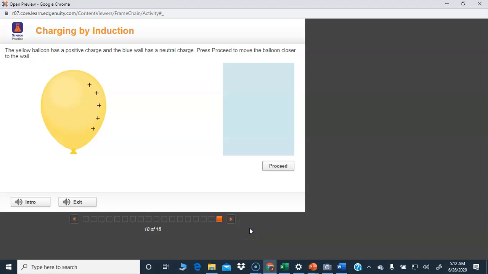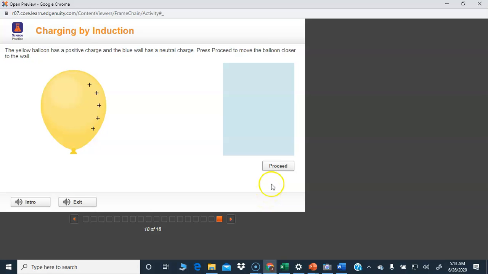All right, and they give you a little exercise here. So they say a yellow balloon has a positive charge and the blue wall has a neutral charge. But neutral doesn't mean it doesn't have electrons and protons. It does. It's just they're neutral. There's an even number of them. So that's what neutral charge means. But it does have protons and electrons. Everything does, because everything's made out of atoms.